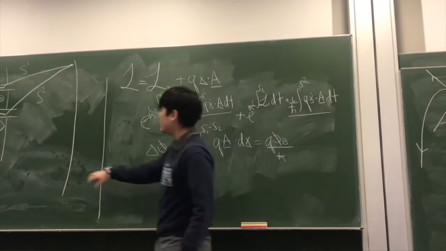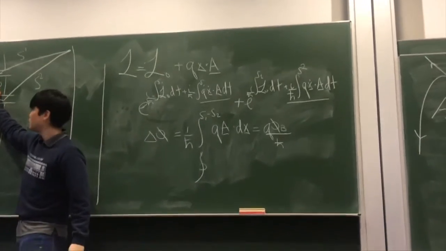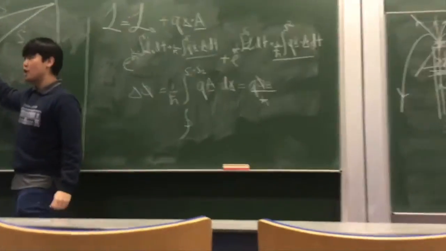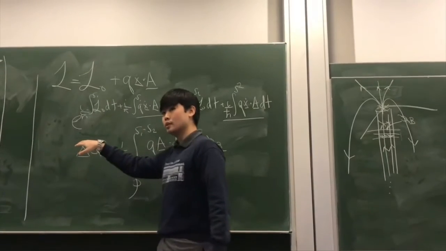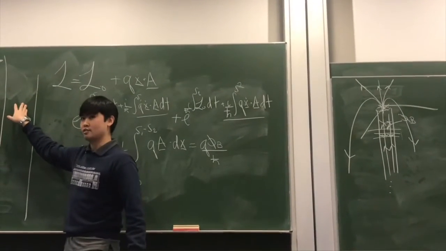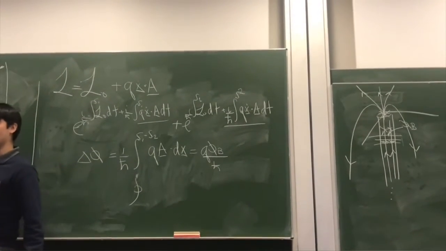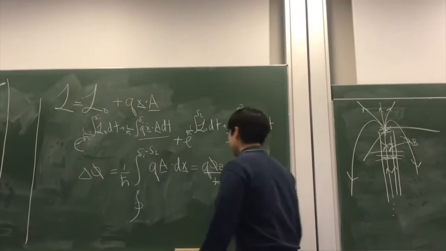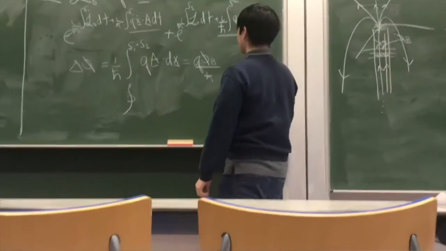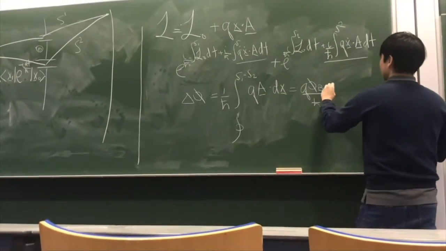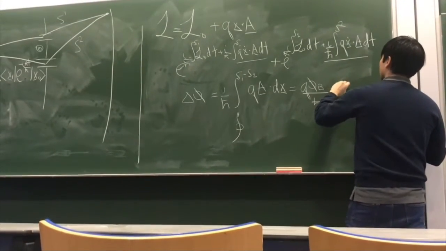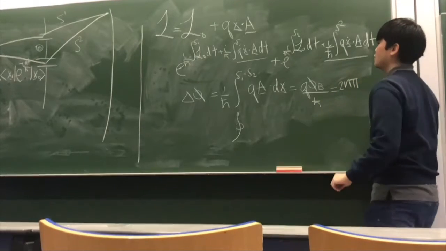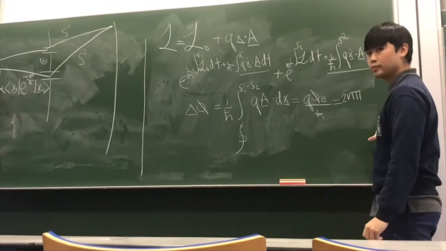Now, in order for that solenoid to be not observable, you have to have no shift in the pattern. Otherwise, you know that there is something there. Even if you can't see, there is something there, right? So, for this to be not observable, this has to be 2nπ, right?